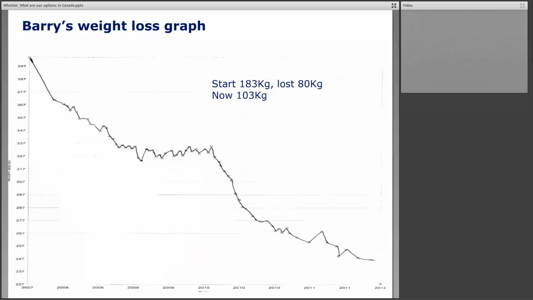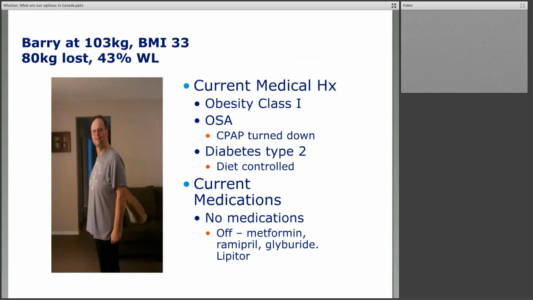So with just lifestyle modification, eating better and moving more, Barry lost a significant amount of weight. You can see here that he lost 80 kilos. 80 kilos is about 180 pounds. So he just did terrific. So we're all very, very proud of Barry. And after losing the weight, this is Barry. So he had obstructive sleep apnea, and his CPAP was turned down, so he didn't need as much of it. Diabetes was under diet control. He didn't need his medications any longer. So you can see he was just doing great.